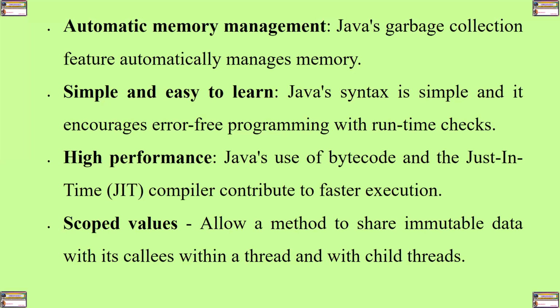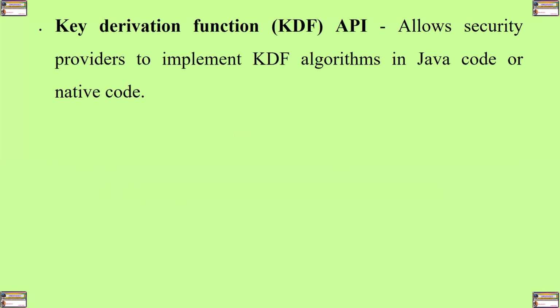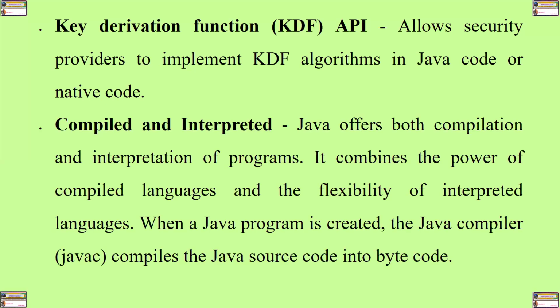Number eight is scoped values. It allows a method to share immutable data with its colleagues within a thread and without threads. Number nine is key derivation function, or KDF API. It allows security providers to implement KDF algorithms in Java code or native code.